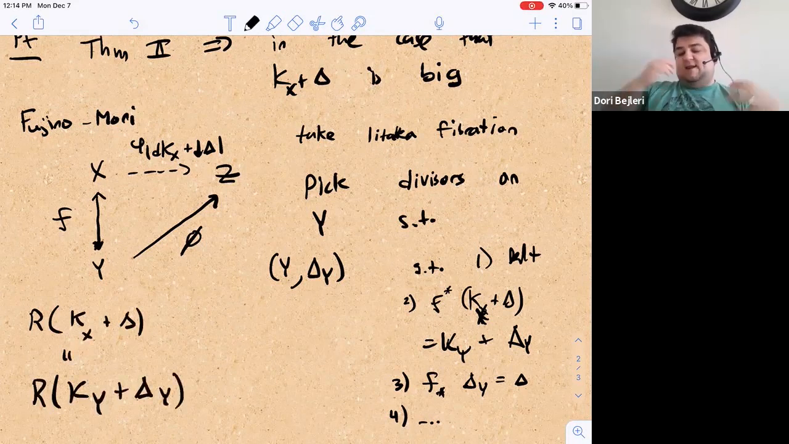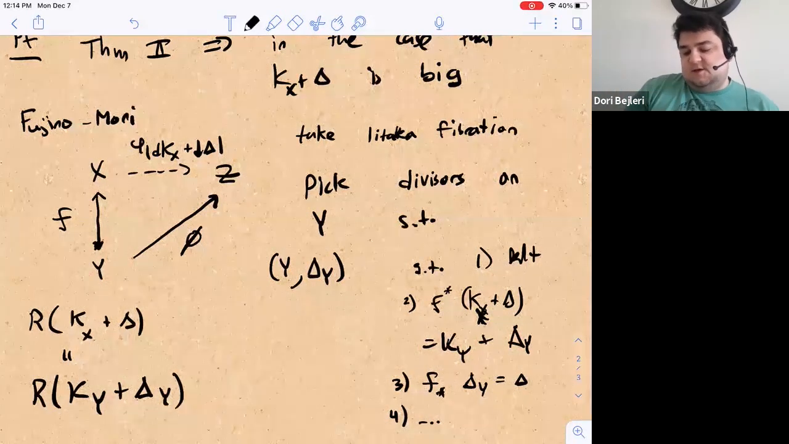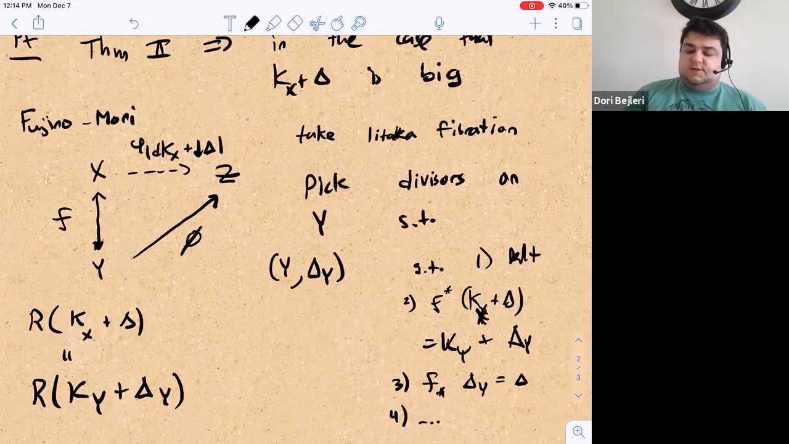Noting that f is some birational map, so when we add these exceptional divisors, if we're only adding effective exceptionals of f to produce delta y, which is guaranteed by these conditions, then it's not changing the log canonical ring. So now we've reduced to, now we want to show that the log canonical ring of y is finitely generated.